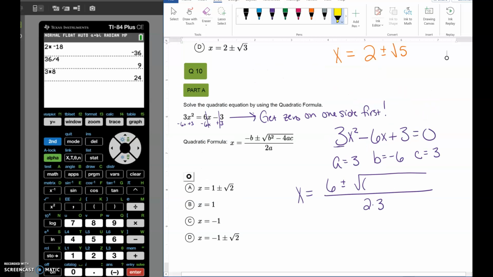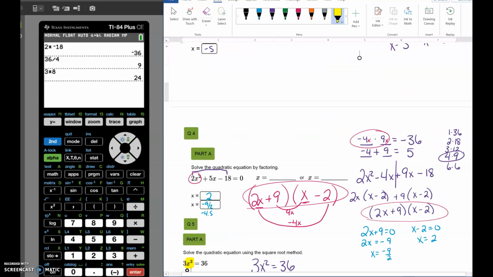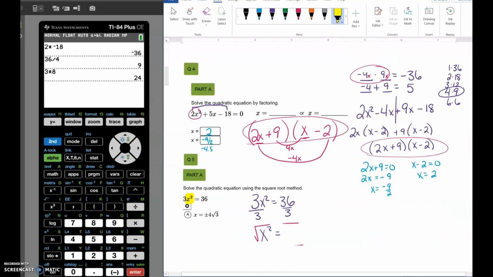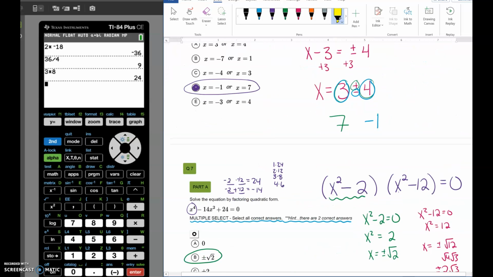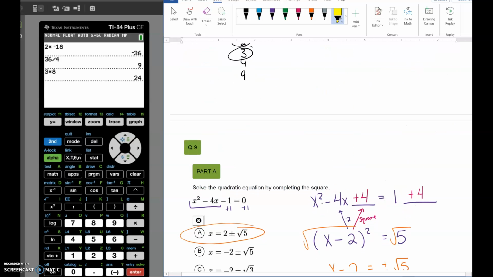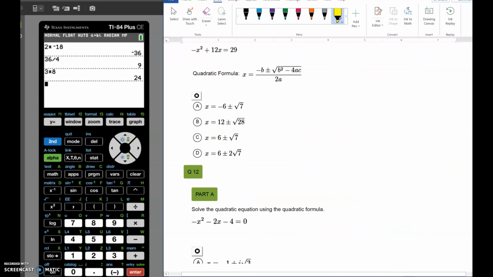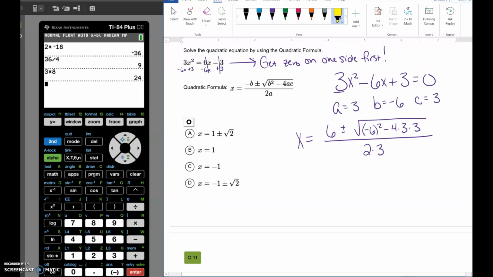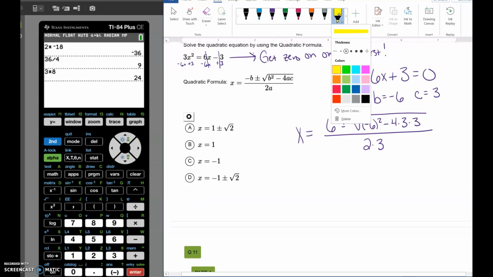Oops. I did not mean to delete that. Where did it go? Oh my goodness. I accidentally hit my button to delete when I was highlighting that.